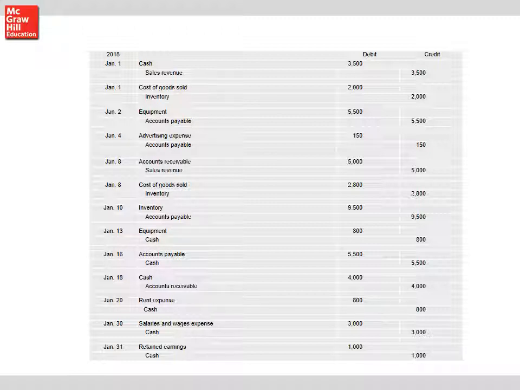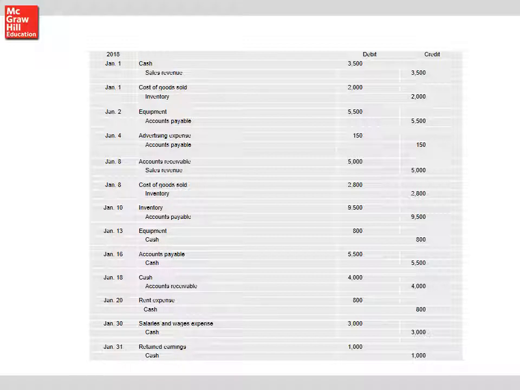On January 2nd, purchased equipment on account for $5,500. Want to increase the asset equipment on the debit side, increase the liability accounts payable on the credit side. And we do that because that's just the rules of debiting and crediting. So if you're like, I don't remember that, get back there and review it. Received a $150 bill from the local newspaper for an advertisement that appeared in the paper on January 2nd. Okay, it doesn't say anything about paying it. Doesn't mean you didn't have advertising expense. You had the advertisement. So you debit advertising expense and credit accounts payable to show that you owe it.